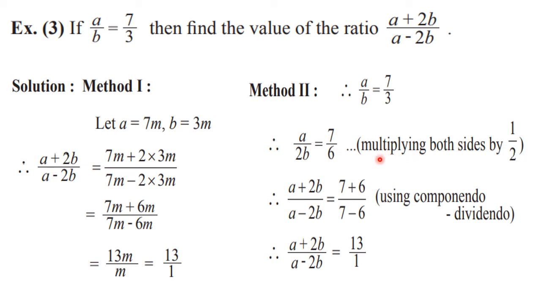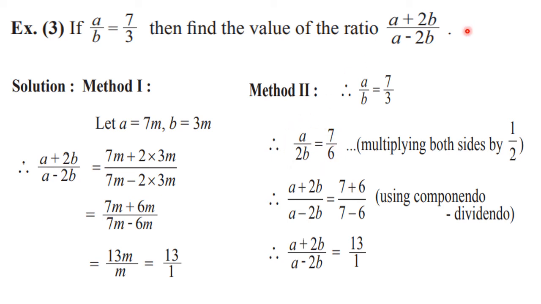What we have done, we have multiplied both the sides by 1 upon 2, because we wanted the denominator to be the same, and it is not possible for us to multiply only in LHS. Whatever operation we are doing, we have to do on both the sides. That is why both the sides are multiplied by 1 upon 2. And the new ratios are written.